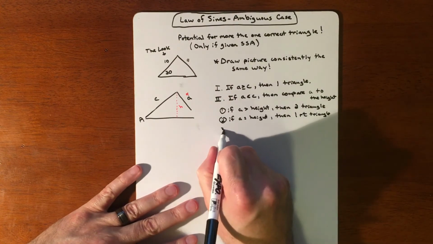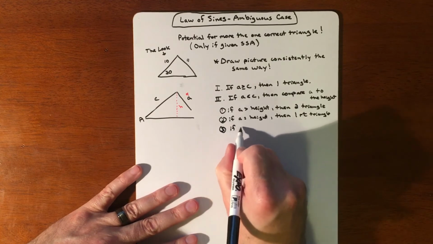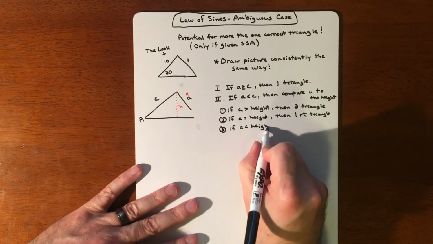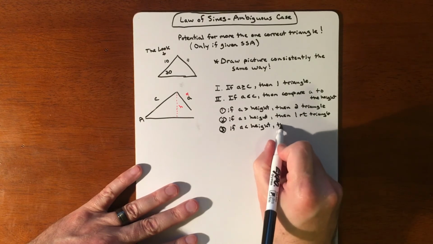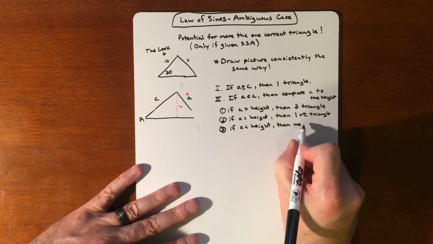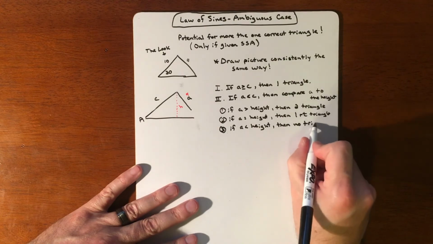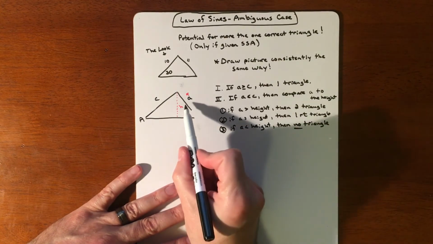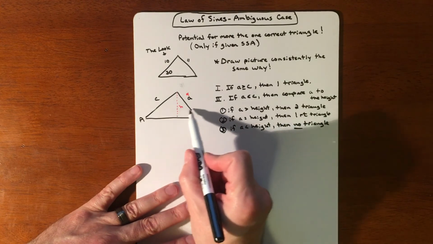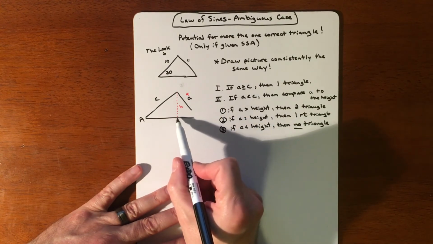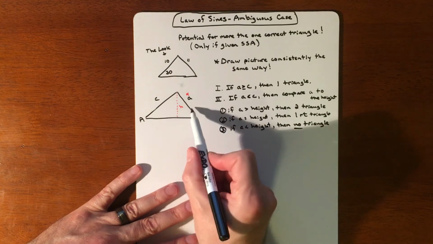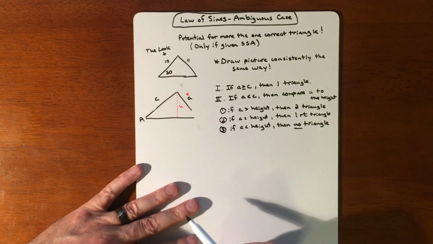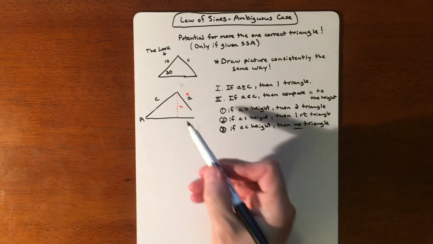And then your third situation is if A is less than the height, then no triangle. Because it's not even long enough. It's too short; the minimum it has to be is at least as long as whatever that height is. Otherwise it rotates and never hits anything at all. So those are your situations. But how do you figure out the height?